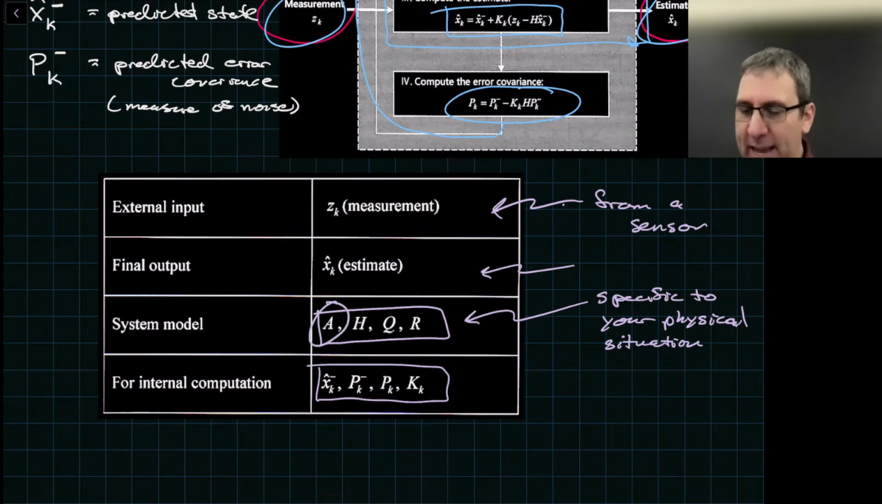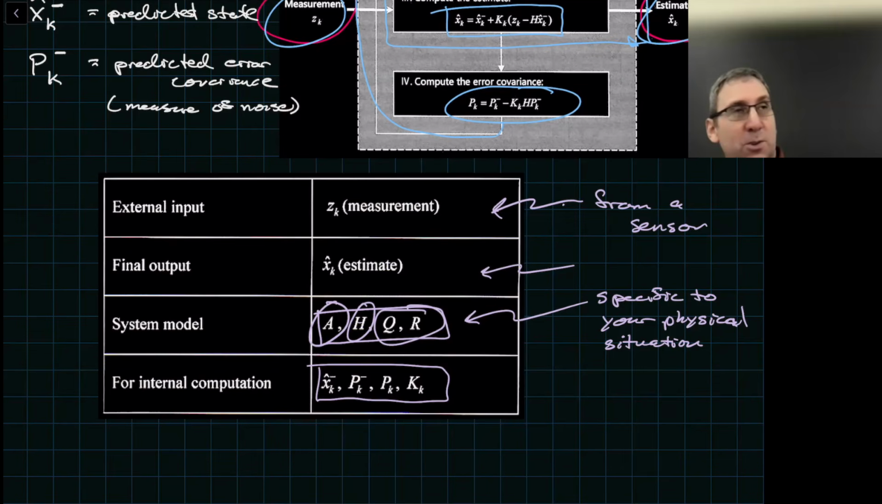And then there are these other things that are just computed internally, and you don't really have to worry about them. A is a matrix related to your best estimate of a linear model for the process going on. H is just related to picking how the measurements will map to the states. And then Q and R are related to noise levels.